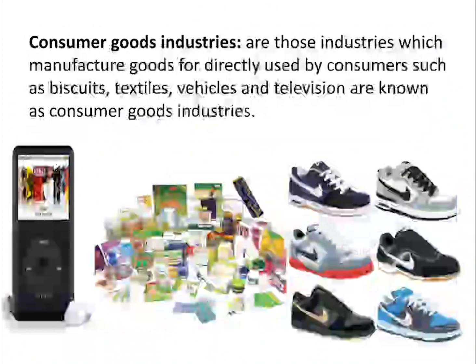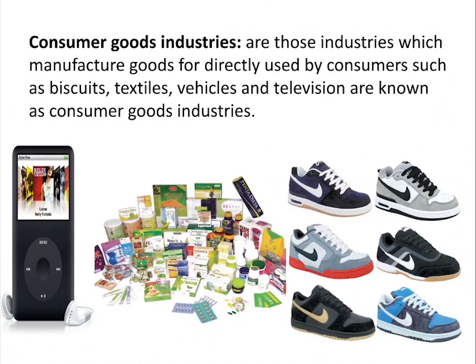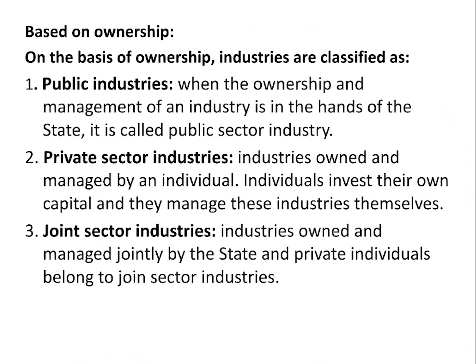Consumer goods industry. Those industries whose products are directly used by consumers are called consumer goods industries. Based on ownership, the industries in the world are classified into 3: public industries, government; private, individual industries; and joint sector industries, both private and public.